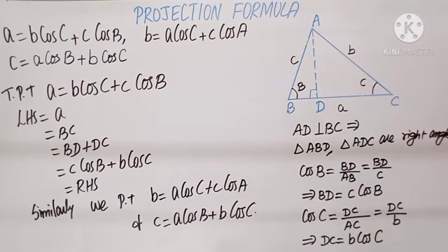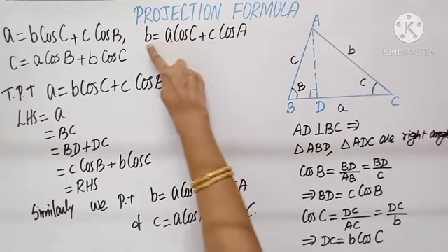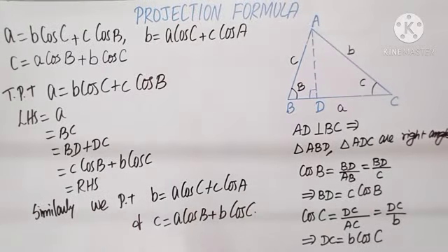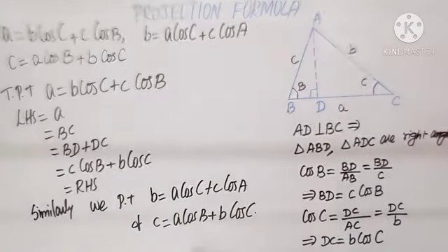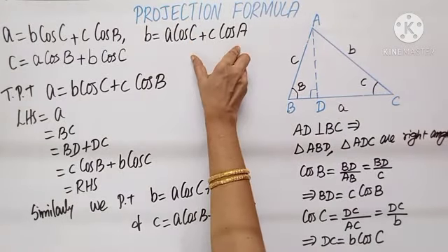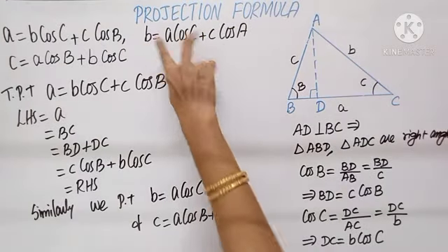This projection formula helps us in problems having the letters a, b, c. See, all the three sides are involved, but only two angles are involved. So whenever you have it this way, you can use the projection formula. One side is a combination of the other two.